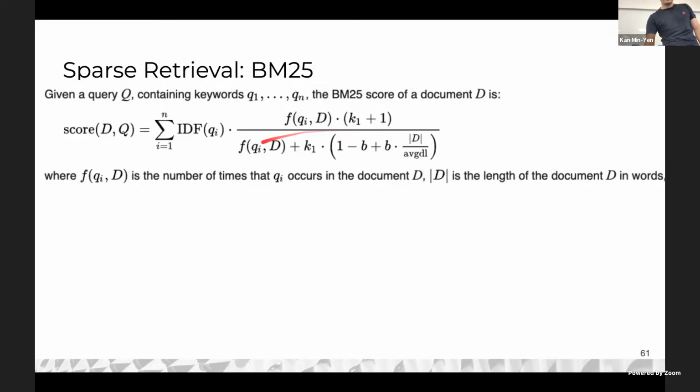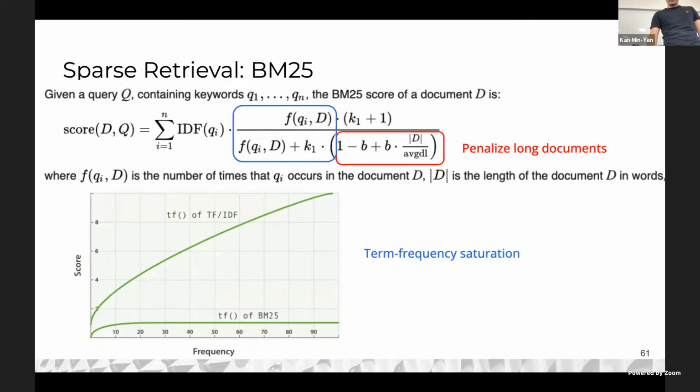If you look at it carefully, we can see that there is this IDF still occurring here. So it's based on TF-IDF, but it's modified. The IDF is still here. Then what are the rest of the formula doing? We can take a look. The blue part, f(q_i, D), is the term frequency. It counts the number of times the term occurs in a document.